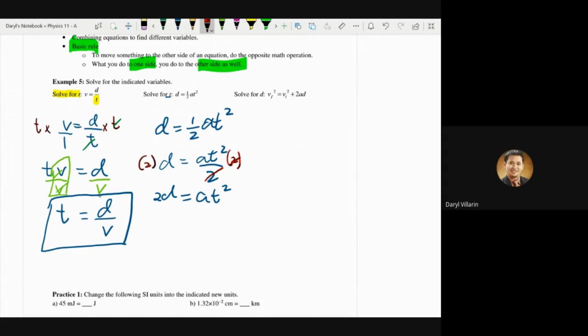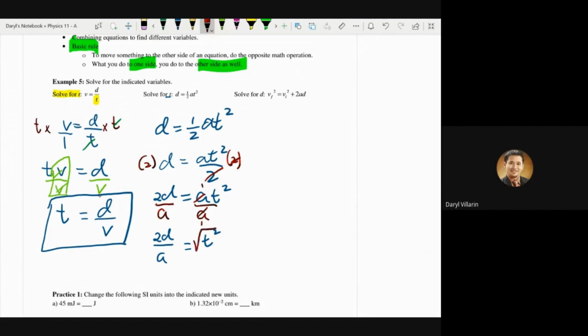So to get rid of a here, I will divide by a, because a over a gives me just 1. Canceling doesn't mean that it is equal to 0; the answer is 1, because any value divided by the same value will give you 1, not 0, okay? And this is over a because, as I mentioned earlier, whatever you do on one side, do it on the other side also. So this gives you 2d over a is equal to t squared. But then again, you're solving for just t, not t squared. But I think you've encountered this in either your Math 8 or Math 9.